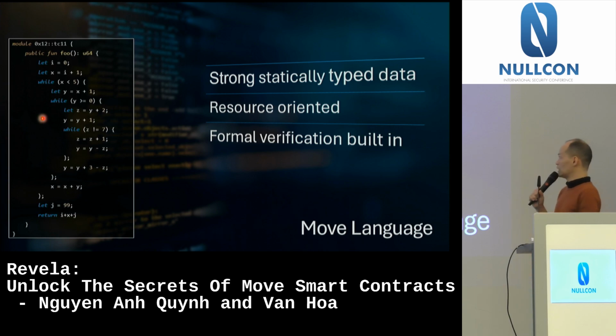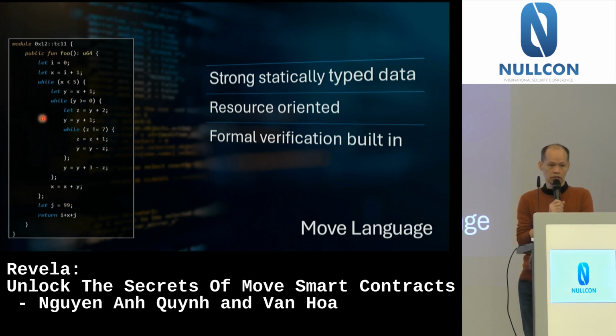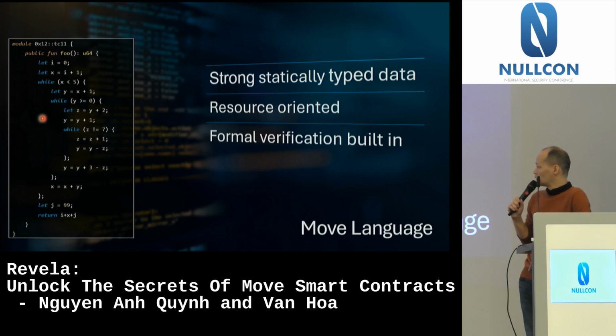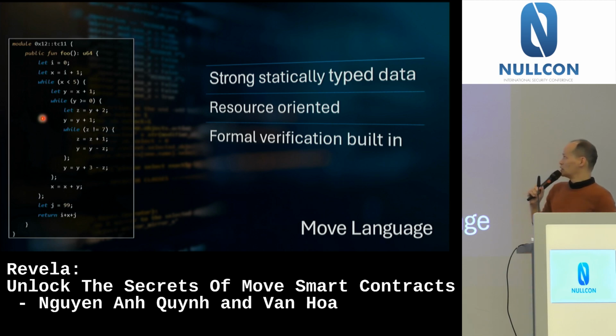So looking at the code on the left side, you can see that Move is very similar to the Rust language. Here we have one module, which is, let's say, one smart contract. This one will be deployed at address 12, and the name of this module is TC11. This smart contract has only one function, which is a public function named foo. And foo returns a value of type unsigned integer 64-bit, and doesn't take any input parameters.